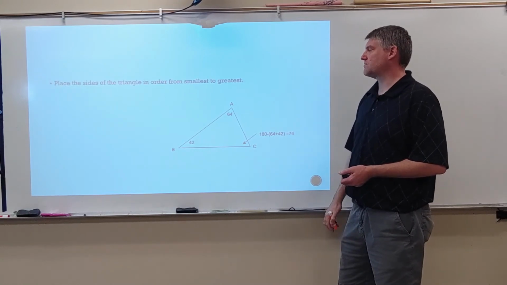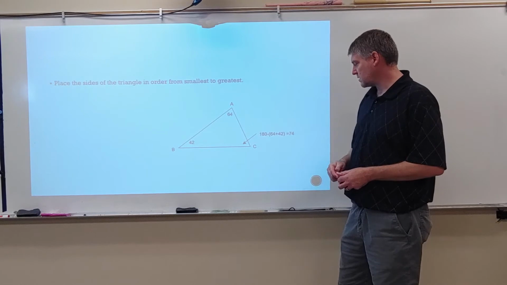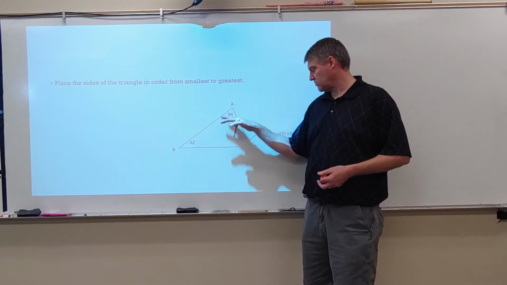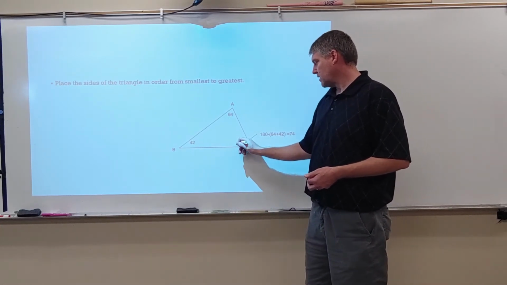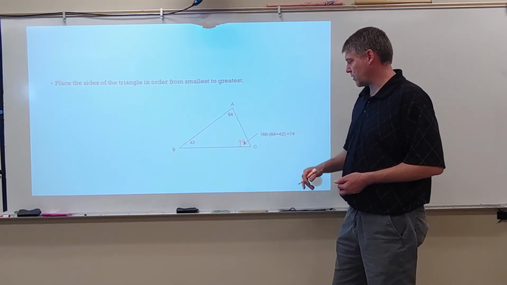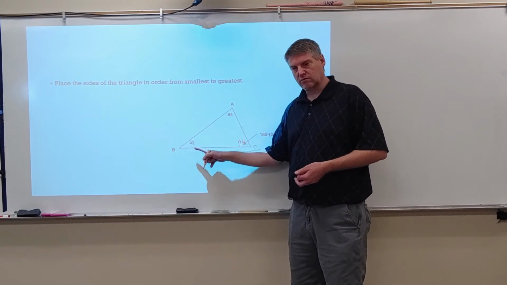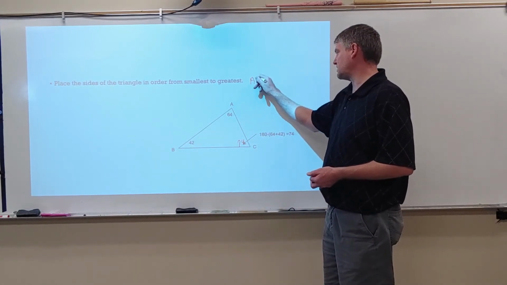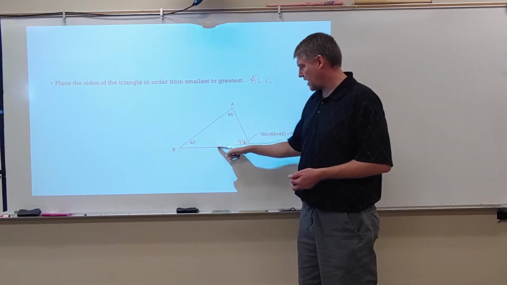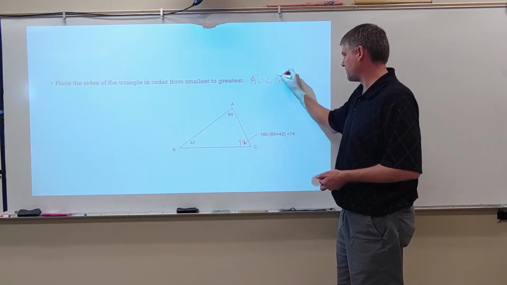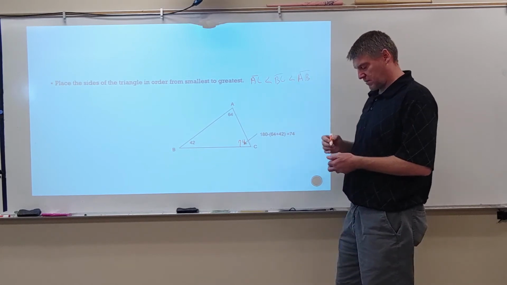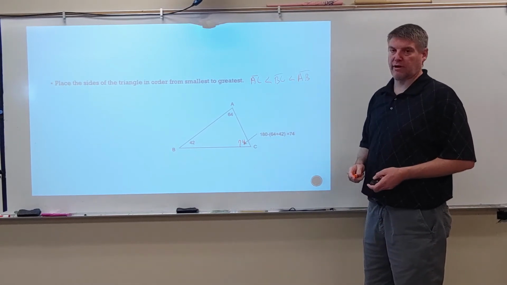Okay? So place the sides of the triangle in order from smallest to greatest. Here I have my three angles, 42, 64, and 74. So now I can actually put my sides in order from smallest to greatest. Well, 42 is my smallest angle. So the side opposite that is AC, it's my smallest side. Now I look at my next one, 64. 64 is opposite BC, so BC, which is less than 74, which is AB. So that's putting my sides in order from smallest to greatest.